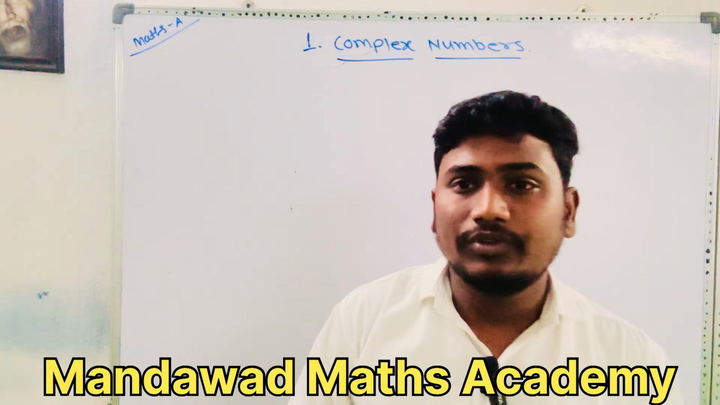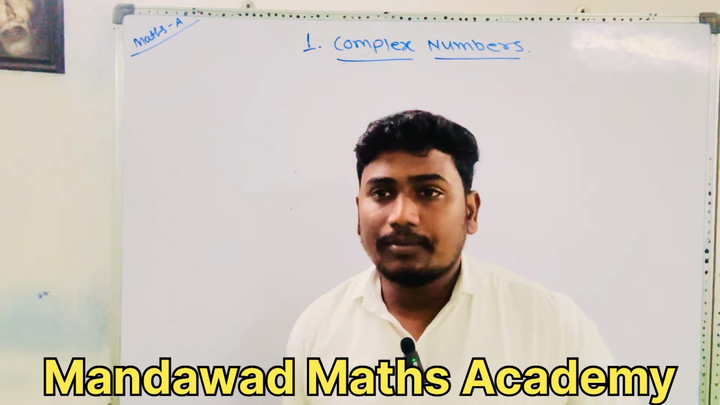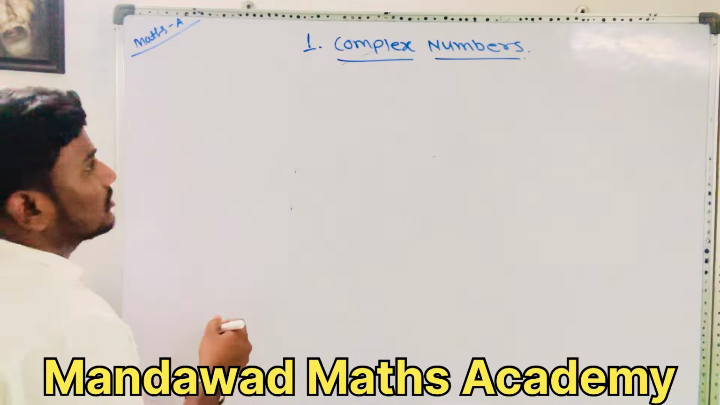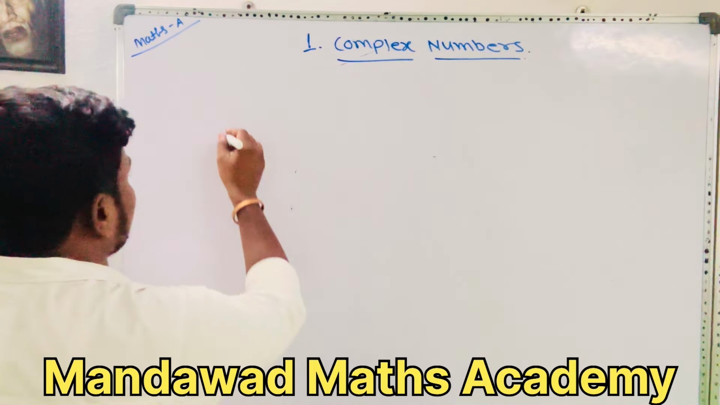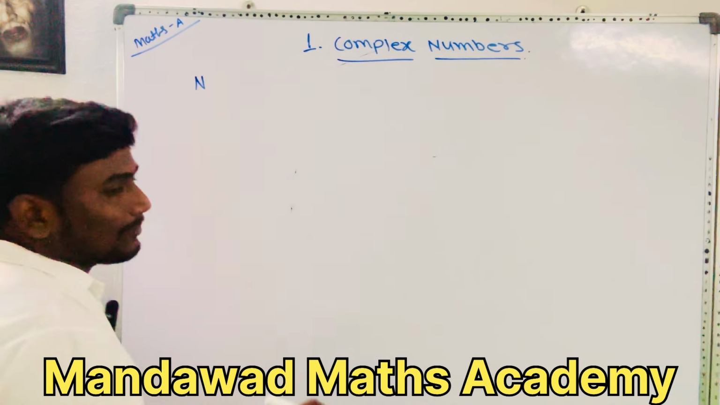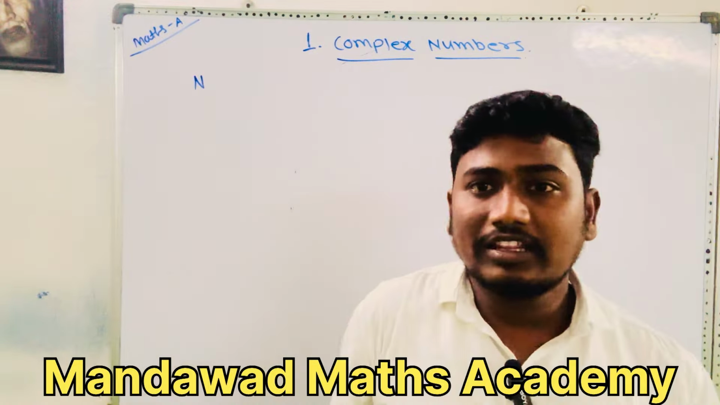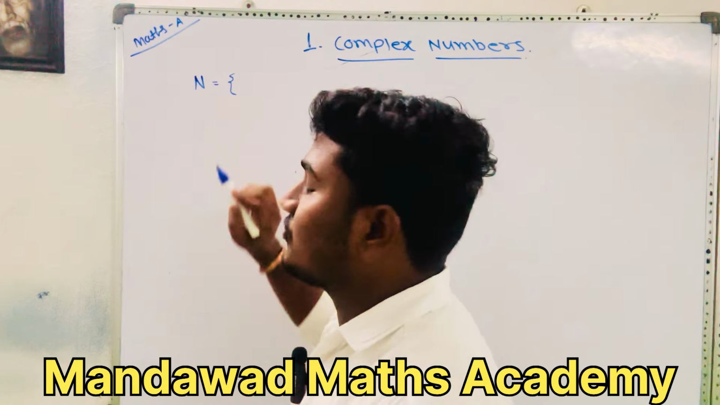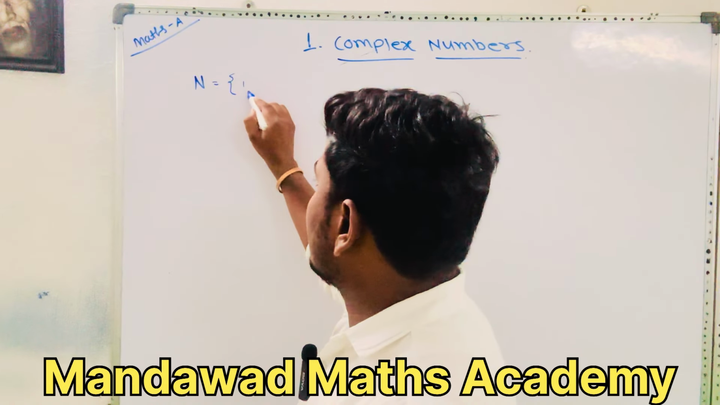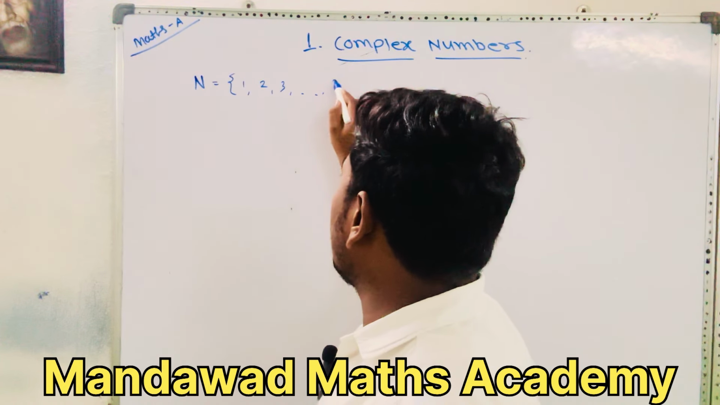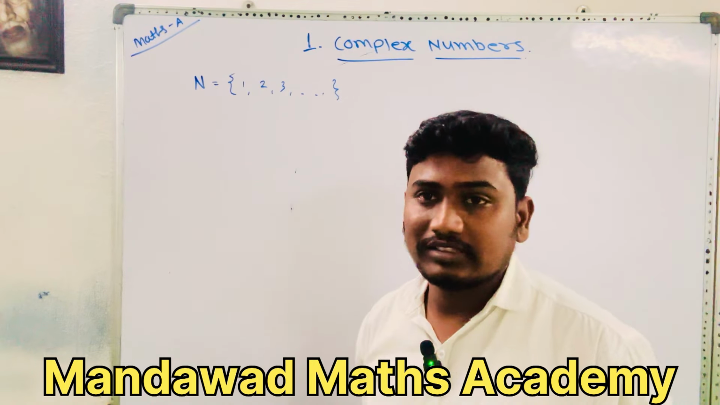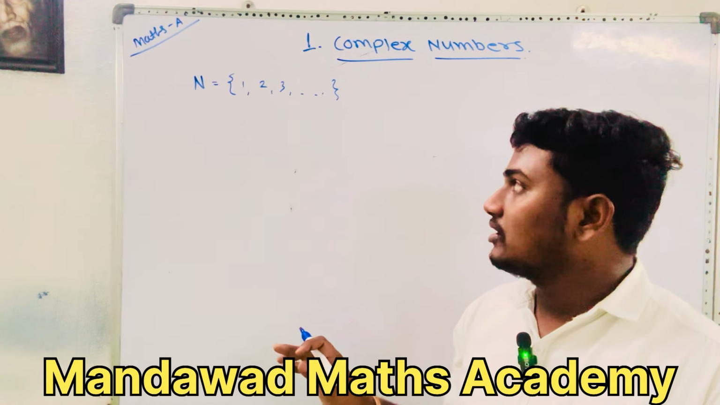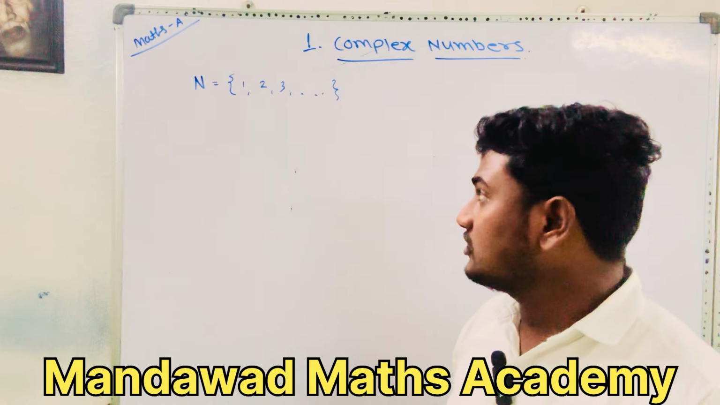So we already know what numbers are and what the types of numbers are. I will shortly recall them. What is capital N? Capital N is the set of natural numbers, which start from 1, 2, 3 and so on. These numbers are called natural numbers. Natural numbers are generally used to count objects.